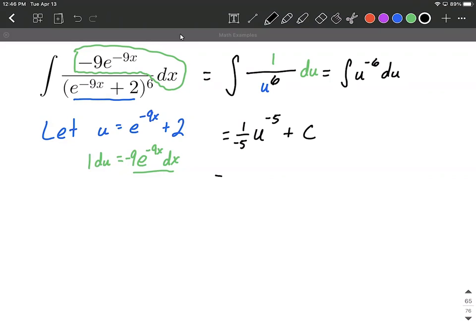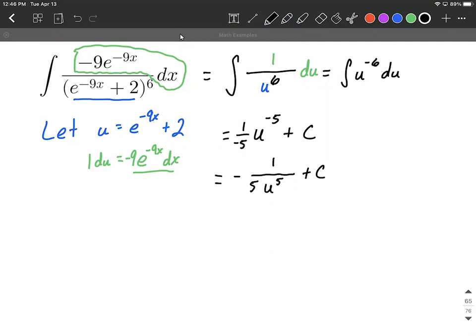From here, we could rewrite this if we wanted to. I'm going to go 1 over u to the positive 5th plus c, meaning the same thing as the line above it. Also, I'm going to go ahead and put my 5 down in the denominator. Don't forget that, from the negative 1/5 out in front.